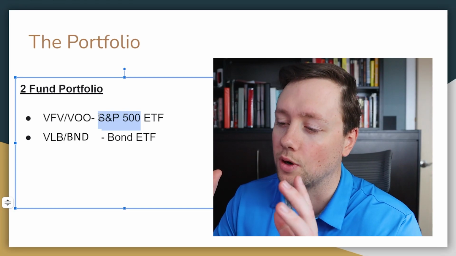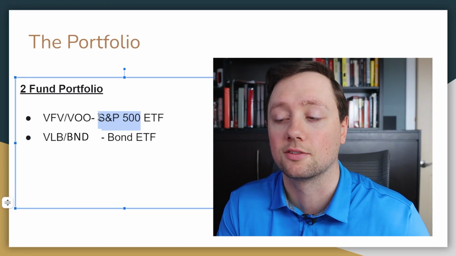Now, the S&P 500 is 500 of the largest and best companies in the United States, and over the long term, they have performed extremely well. Depending on how far back you go, it's anywhere from 7 to 10% per year on average, which is absolutely phenomenal. If you're investing early and you're investing for the long term, this is one of the best vehicles that you can invest in for long-term growth.